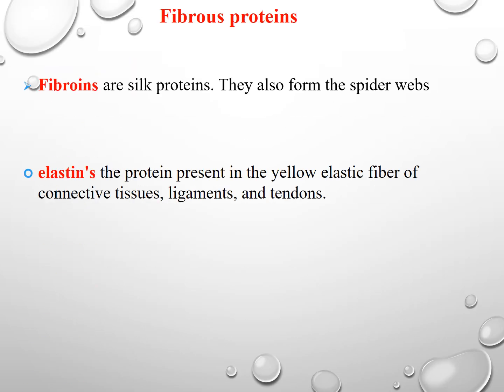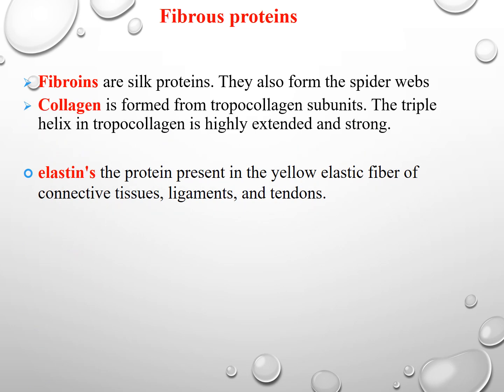Fibrous proteins that are present inside our body, aside from keratin, are fibroin, collagen and elastin. Fibroin is a silk protein. It also forms spider webs. The spider web actually contains fibrous protein, which contains fibroin. Collagen is an important fibrous protein. It is formed from tropocollagen subunits. The triple helix of tropocollagen is highly extended and strong. Again, it has a linear structure that is twisted and coiled. Elastin is the protein present in the yellow elastic fibers of connective tissues, ligaments and tendons.